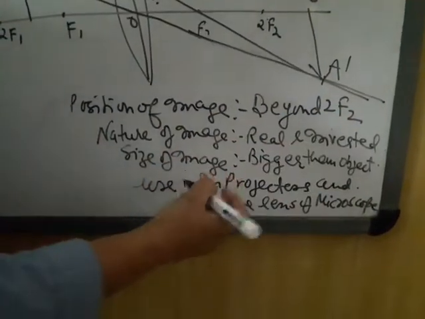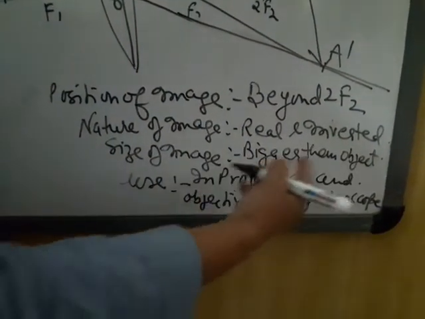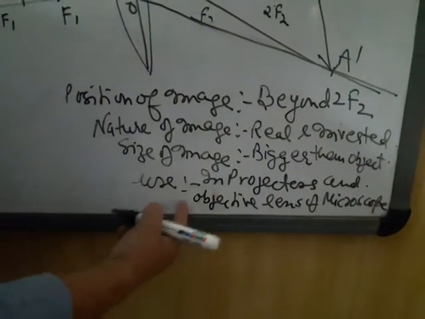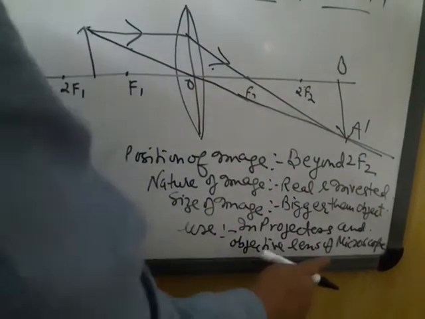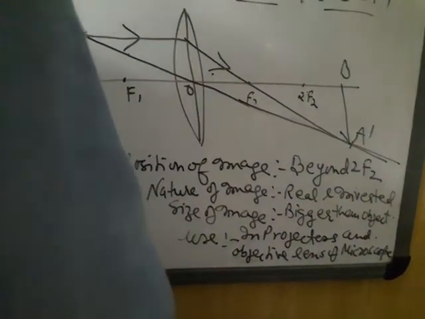Beyond 2F2 image is formed, real and inverted, bigger than object, and this concept is used in projectors and objective lens of microscope.